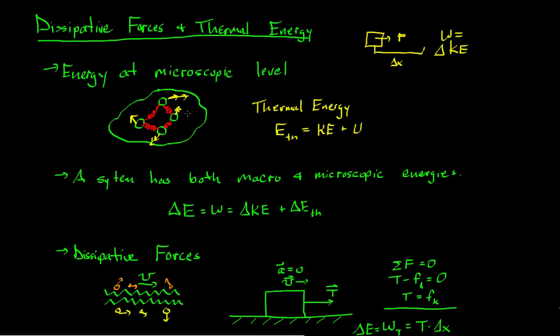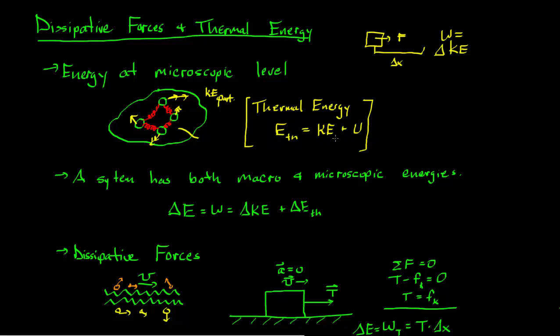And so these things have kinetic energy. But they're also bound together with chemical bonds. These chemical bonds are similar to springs, and so they store up potential energy. So when we're looking inside of the material, we have both kinetic and potential energy. And so we can define thermal energy to be that quantity of both of those put together.